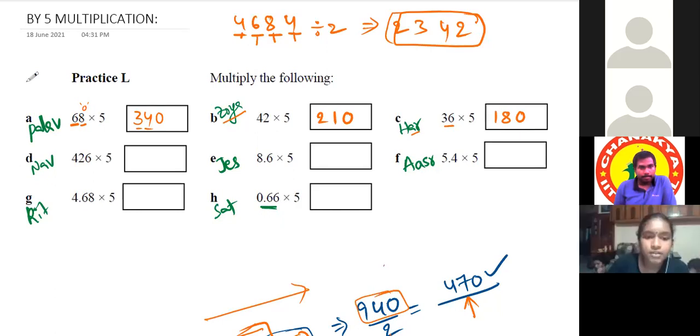Half of 426 is 213. Okay, 213, correct. And then since the remainder is 0, we'll just add 0 to it. That's all. 2130. Very good. Jashmita.